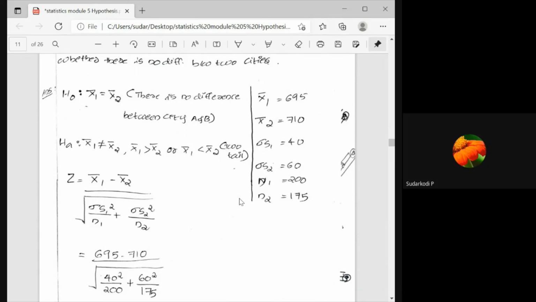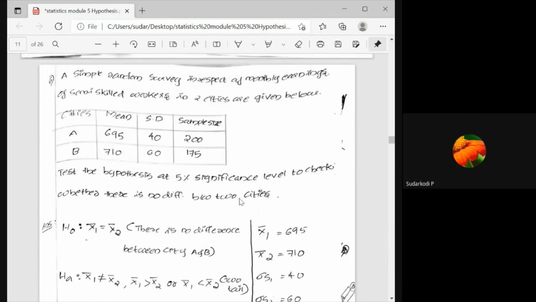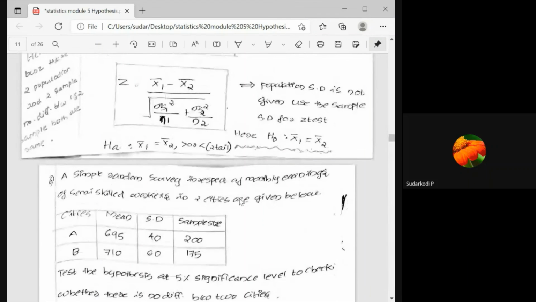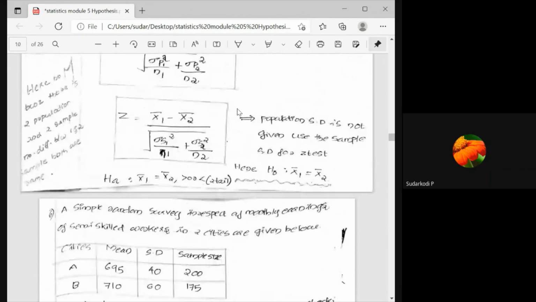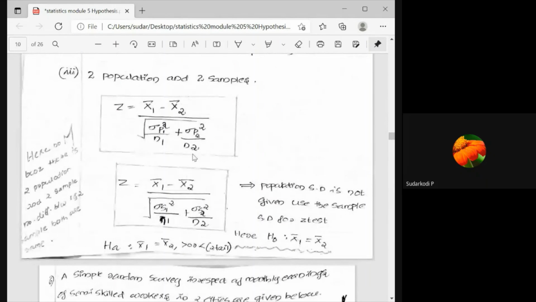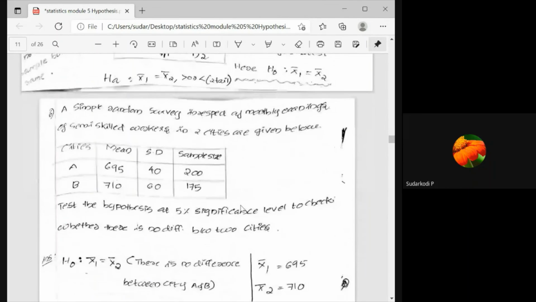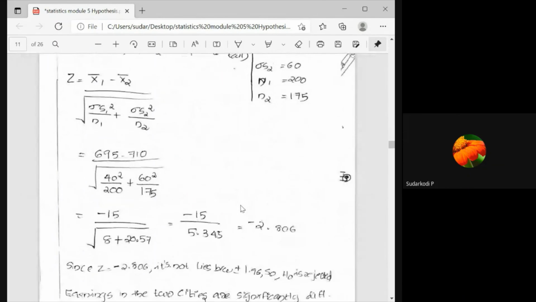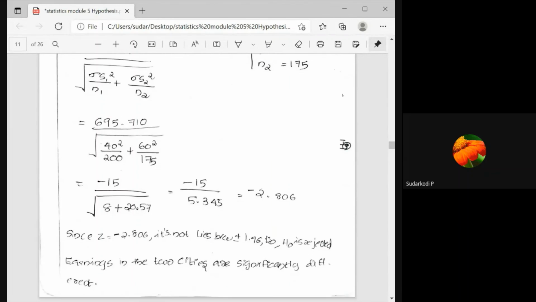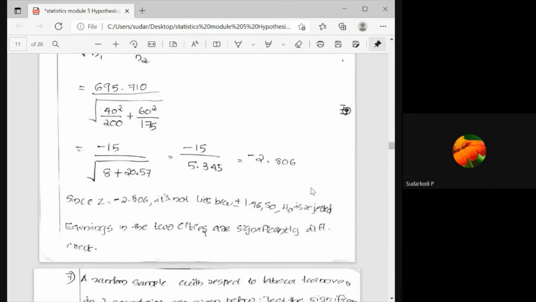Now, whatever is required for the formula, since the standard deviation of the sample is given, you have to go for the second formula. If the standard deviation of the population is given, you can go for the first formula. Since here the sample is given, you have to go for the second formula, apply the z-test, get the answer, and the interpretation is the same as you have done in your previous z-test sums.